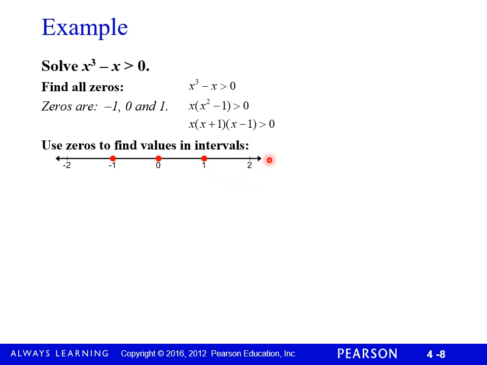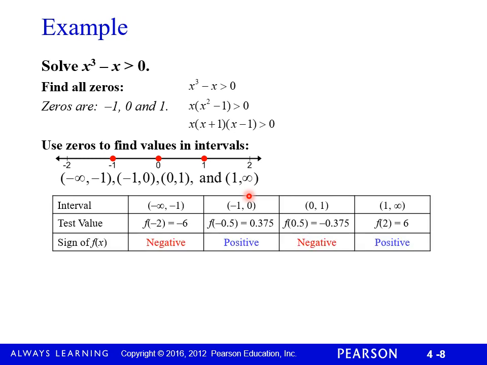Don't stop at 2, it continues on. There's no dot at 2, so it continues on to positive infinity. We don't have to worry about any of the 0 values because our inequality is simply greater than. It's not greater than or equal to, so we're not going to include any of these endpoints. There are all the intervals, the 4 intervals that we have. So now we have to find test values in each. Again, not using the endpoints, but some value in between each of these endpoints.